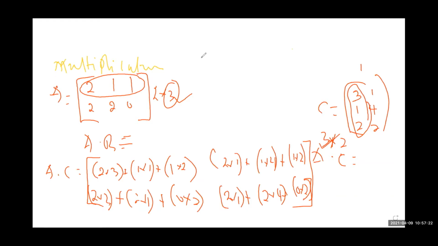All right, so matrix A times C, let's do it together. 2 times 3 is 6, plus 1 times 1, that's 7, plus 1 times 2 will give you 9. 2 times 1 is 2, 1 times 4 is 4, plus 2, that is 6, plus 1 times 2, that should give you 8. Then the next one: 2 times 3, that's 6, plus 2 times 1, that's 8, plus 0 is 8. 2 times 1 is 2, plus 2 times 4, that's 8, plus 0 times 2. So this is 4, 8, that should give you 10.